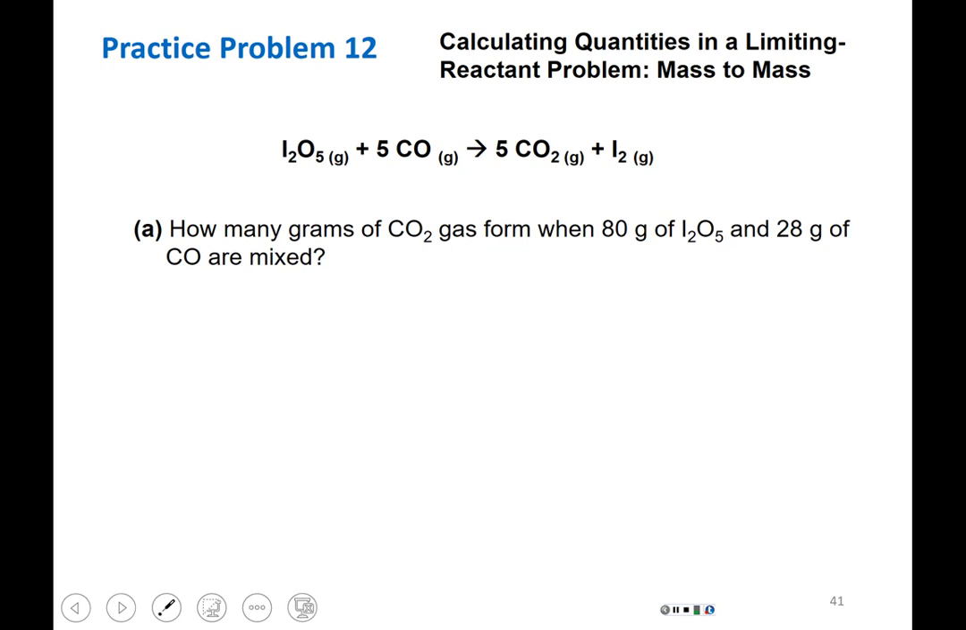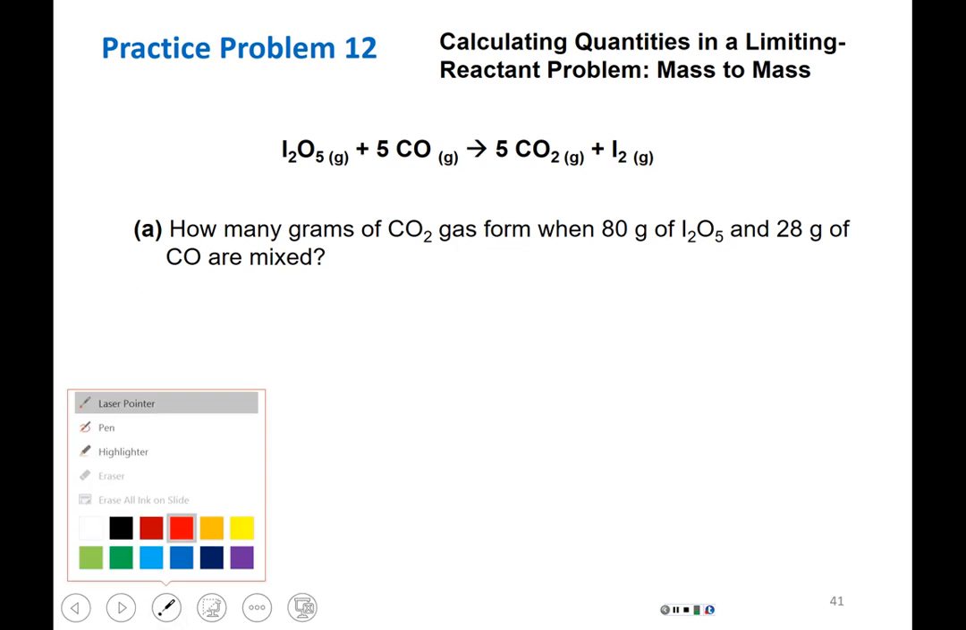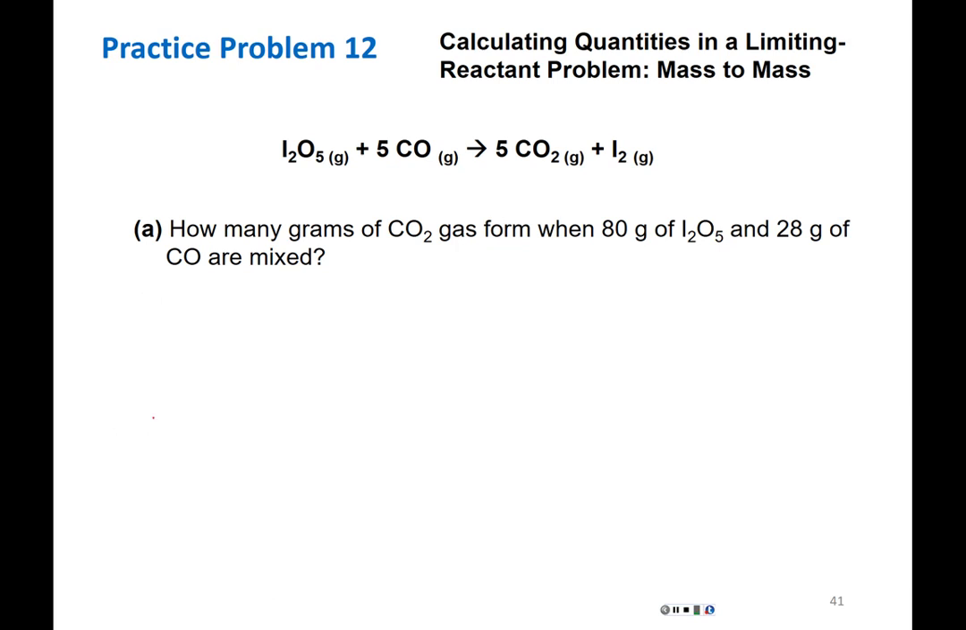So to do that, we need the molecular weights. And those, again, are important to know how to calculate. I am just going to write them down. So the molecular weight of I2O5 is 333.81 grams per mole, and CO is 28 grams per mole. And we're also going to need CO2, which is 44 grams per mole.